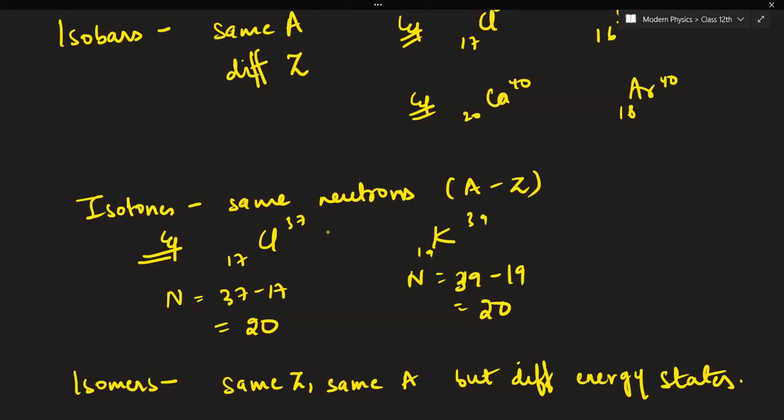And isomers, you all know, should have the same atomic number and same mass number, but different energy states should exist in them. All right. Quickly note down this class.